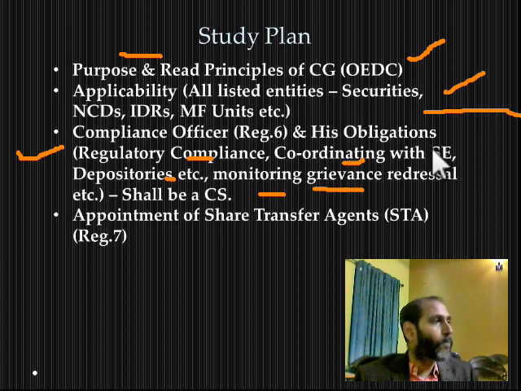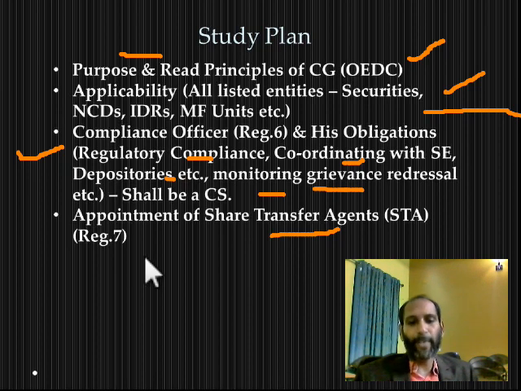Regulation 6, the opening regulation which you have to study, is the role and responsibility of a compliance officer of a listed company. Every listed company should appoint mandatorily a compliance officer. Who is a compliance officer? He is the company secretary appointed in the company. Second one is appointment of STA, that is the share transfer agent. That is a general provision, you have to just read it, regulation 7.